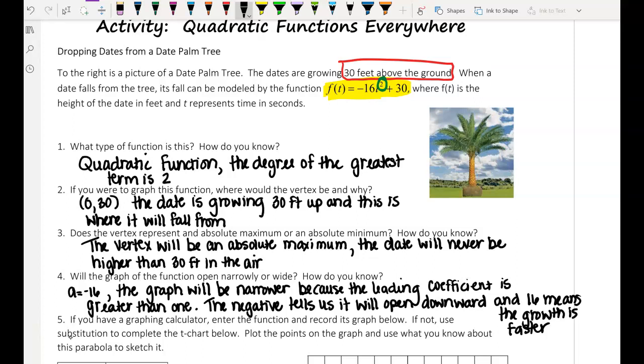We need to understand that the A value has a couple of different things. A determines whether it opens upward or downward, and it also determines how wide or how narrow that function is going to be.